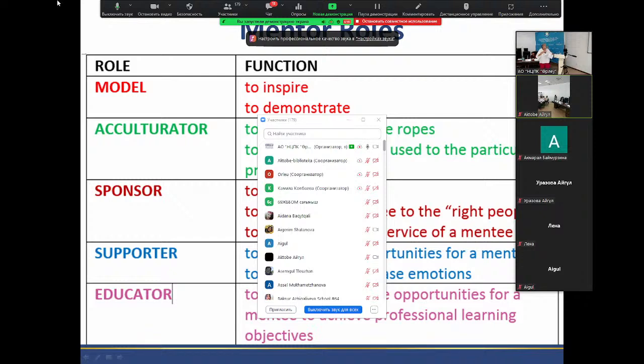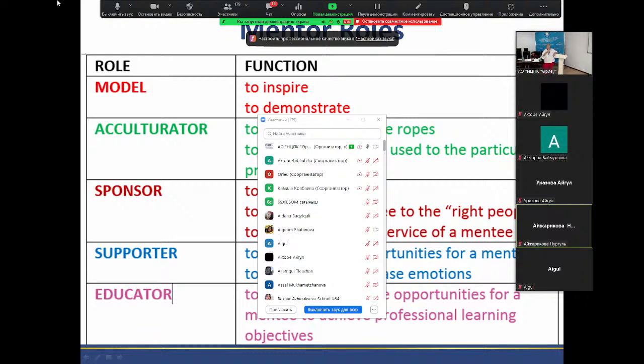Support, to provide safe opportunities for a mentee to let off steam, release emotions. Yes, very, very often, after the visit of the vice principal, many novices or young teachers come to the mentor and start crying. Yeah, so really, they need such a person to let off steam. And educator, of course, so the function is to create appropriate opportunities for a mentee to achieve professional learning objectives.